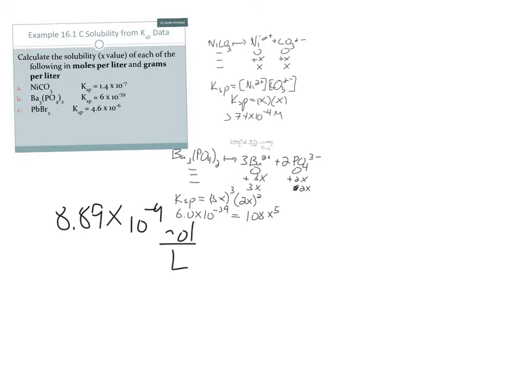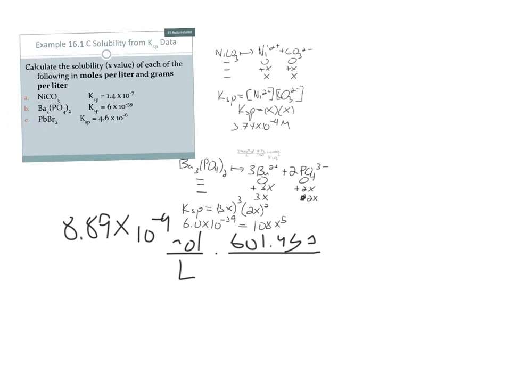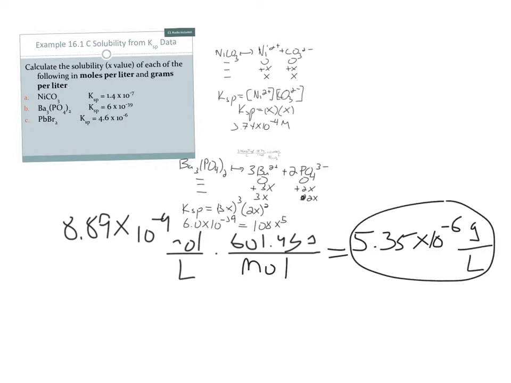moles per liter. And then if we needed to convert that into grams per liter, we could take the molar mass, which is huge, 601.93 grams per mole. And we're doing this for the whole molecule, barium phosphate. So this is the solubility of the solid, not individual ions. And that would give us 5.35 times 10 to the negative 6 grams per liter. Okay, so here's our grams per liter, and here is our moles per liter for the barium phosphate.